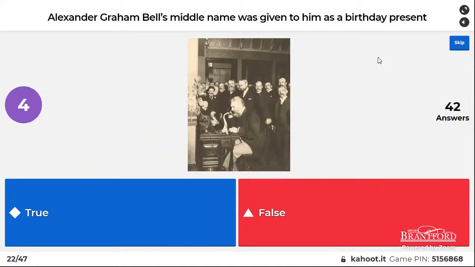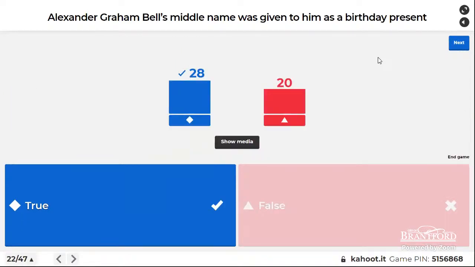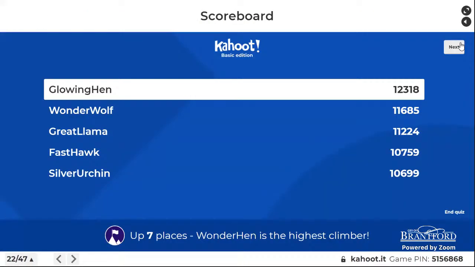And there we have a picture of him making the first long-distance phone call between Brantford and Paris. Yeah, believe it or not, it was completely true. He asked for a birthday present of a middle name, and he got Graham as it. So 28 people got that correct. Well done. Let's see how that impacts the scores. So Aquatic Newt is back in the top five, but Glowing Hen is still in the lead, followed by Wonder Wolf and Great Llama.